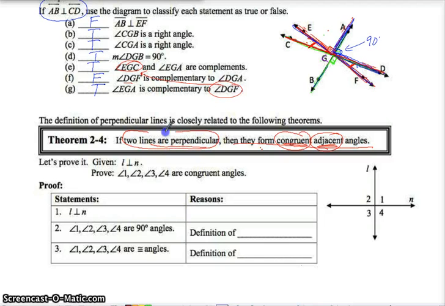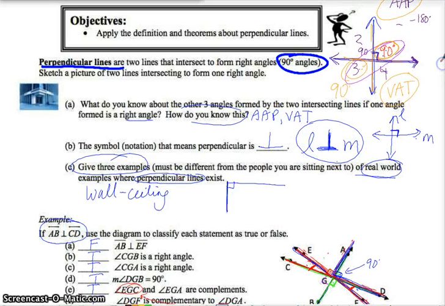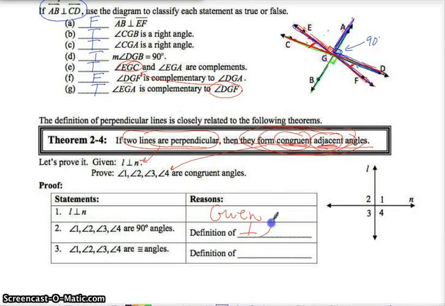Remember, the hypothesis is your conditional. The conditional is the given portion, and the conclusion of the conditional is your proof portion. So if I give you line L is perpendicular to line N, well, that was given. Now, why are angle 1, angle 2, angle 3, and angle 4 90-degree angles? Well, I would say that's the definition of what? Right here. They form right angles, and they're 90-degree angles. So it's the definition of perpendicular lines.